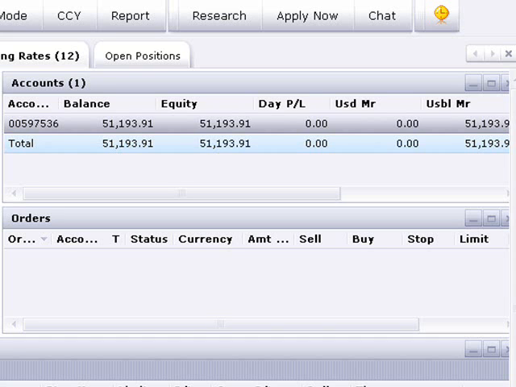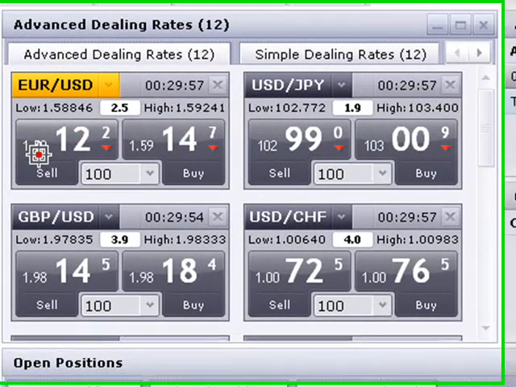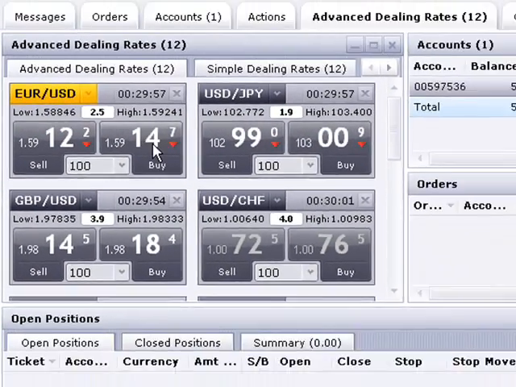Day P&L. This is the gain or loss on any open positions for the trading day, which begins and ends at 5 p.m. Eastern Standard Time on this particular platform. The USD MR column. This stands for Used Margin, and is the amount of money in your account which has been allocated for margining your open positions. If you have no open positions, this column will read 0, so go ahead and click the dealing rates and open up a one contract position.